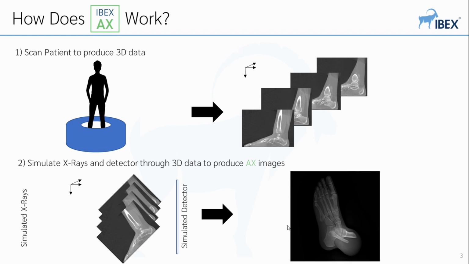right of the slide. The actual AX process is therefore captured entirely in step 2, where we use the 3D data which has already been produced to create 2D images. Of course, as I previously mentioned, step 2 can be repeated as many times as we like to produce different clinical views without any additional patient dose.